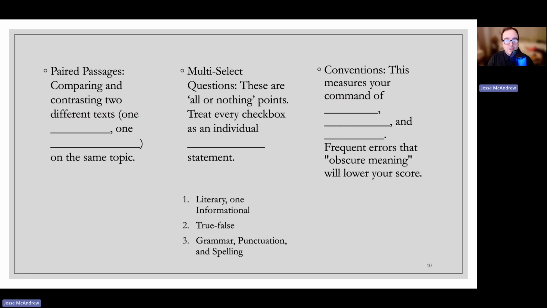And then our third and final one here for conventions. Conventions measure your command of grammar, punctuation, and spelling. Frequent errors that obscure meaning would lower your score for this exam.